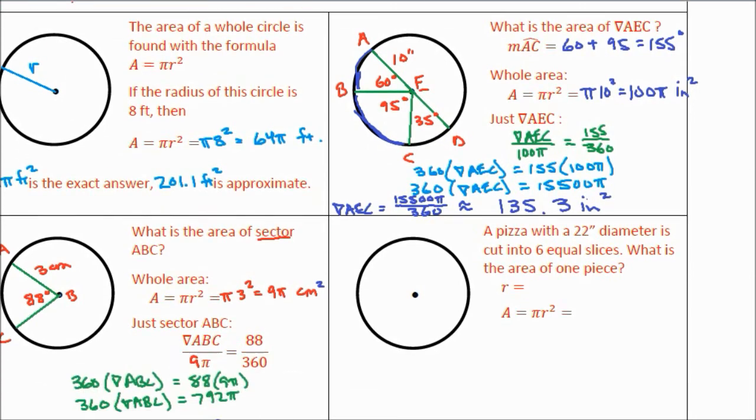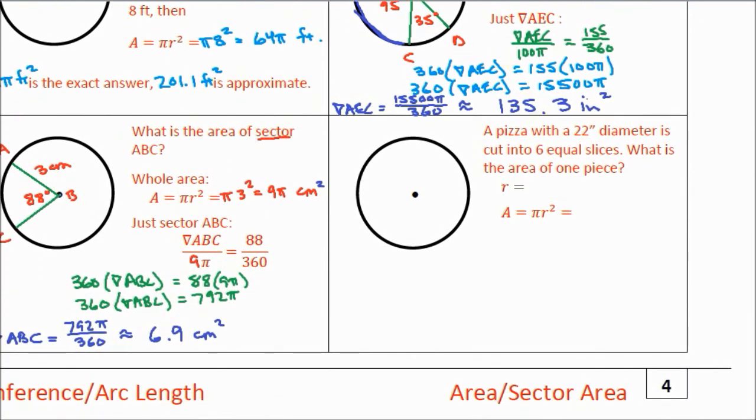Last one, let's take a look at our pizza. A pizza with a 22-inch diameter. We're going to divide that into 6 equal pieces. Do our best to divide it into 6 equal pieces. Remember, class, all we're going to be looking for now is the area of one of these sectors. One piece of the pizza.